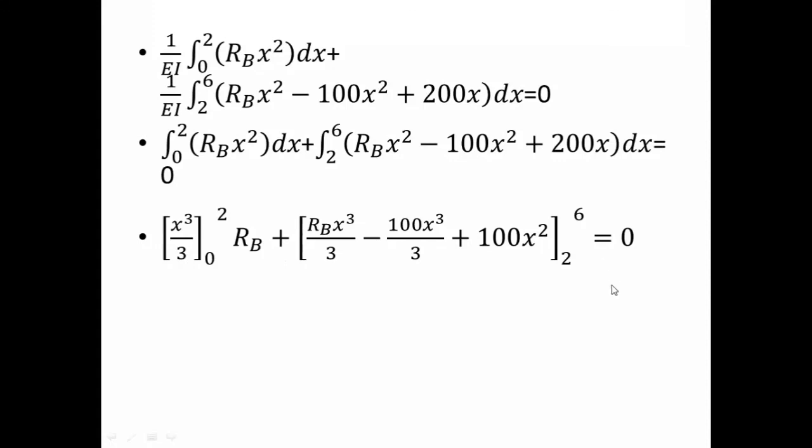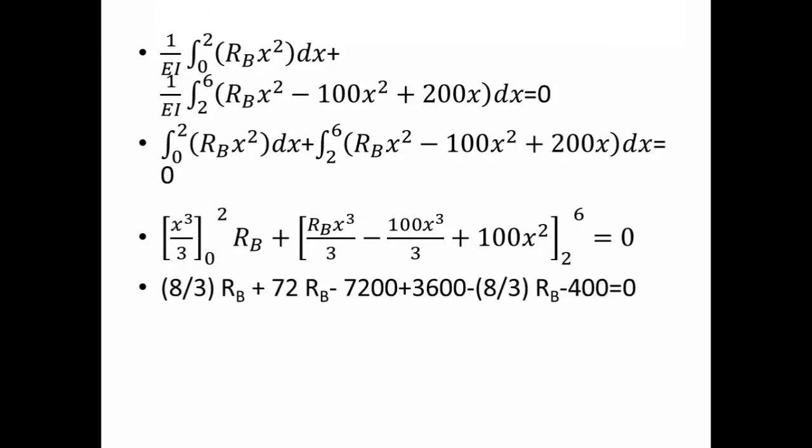Now I will again simplify this ahead. So 8 by 3 times RB plus 72 RB minus 7200 plus 3600 minus 8 by 3 times RB minus 400. So it is equal to 0. So 72 RB is equal to 3733.33. And lastly, I am going to get reaction at B as 51.85 kilonewton.